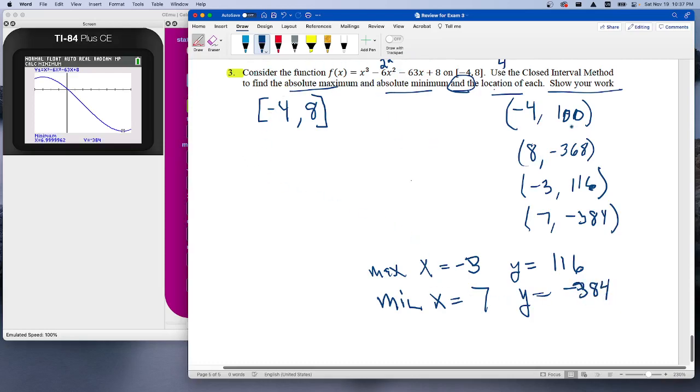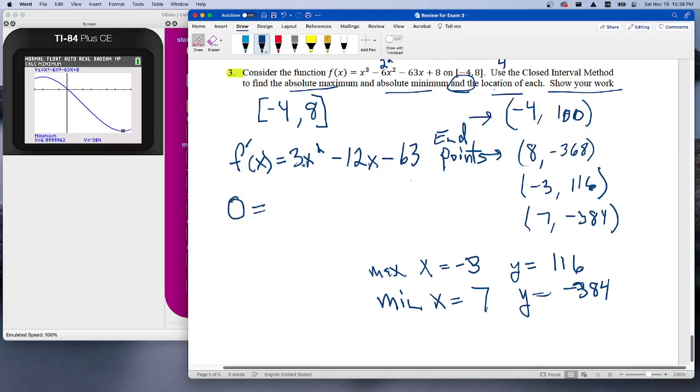And again, if we were asked to, really using the closed interval method, we've done this. These are endpoints. We've checked the endpoints. And then the other part of the method would be to find the first derivative. And so we would do that. We get 3x squared minus 12x minus 63. We set this equal to 0.